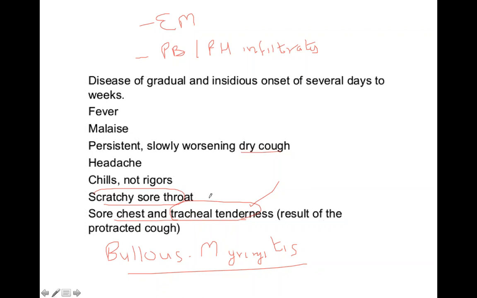Tracheal tenderness can also be seen in epiglottitis. In case of croup also we can have tracheal tenderness. Okay.